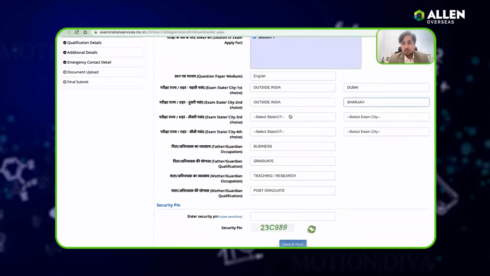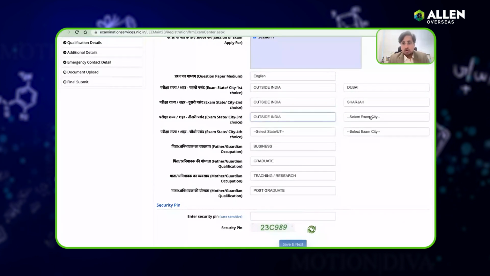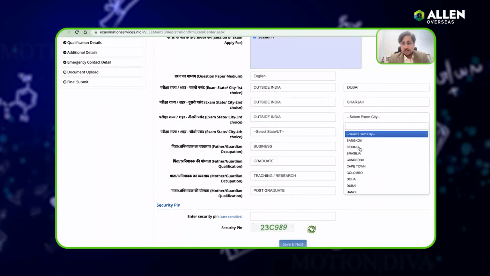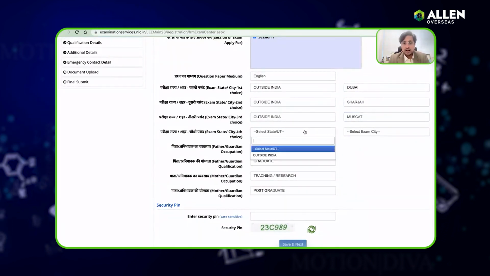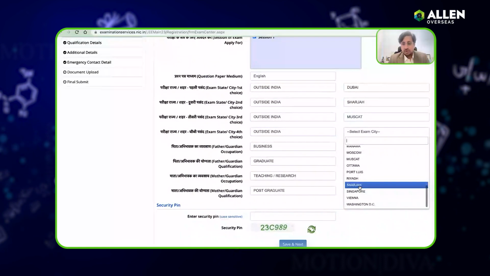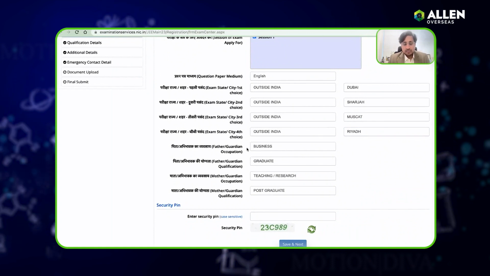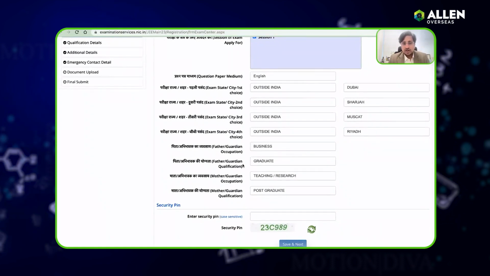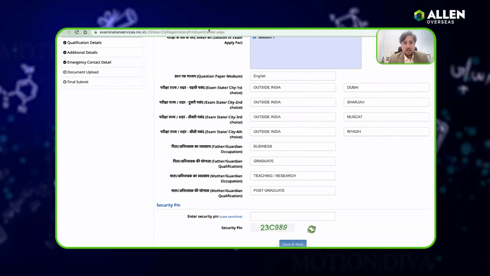And you have to fill all the 4 options. It will not let you move ahead otherwise. Then again, outside India, the nearest is Muscat, so I can take that also. And the last, let's say, Riyadh. And it asks about father's occupation, father's qualification, mother's occupation, mother's qualification. So you can fill in this information.